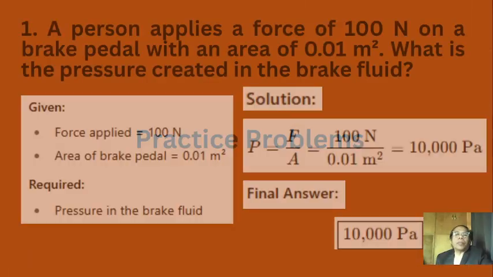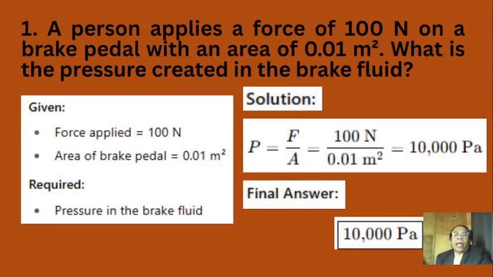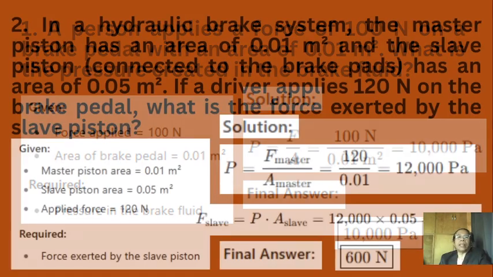And then practice problems. Number 1. A person applies a force of 100 Newton on a brake pedal with an area of 0.01 meters squared. What is the pressure exerted in the brake fluid? Given: force applied 100 Newton, area 0.01 meters squared. Required: pressure in the brake fluid. Use the formula P equals F over A. Substitute the given data, and the final answer is 10,000 Pascal or 10 kilopascals.